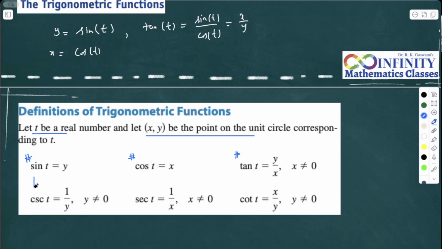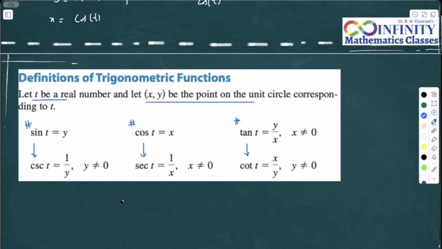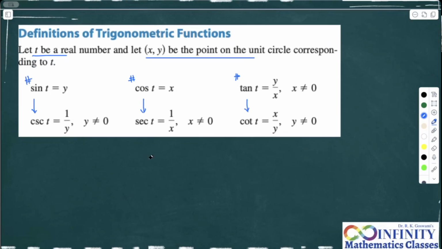Cosec t is going to be the reciprocal of sine t, sec t is going to be the reciprocal of cos t, and cot t is going to be the reciprocal of tan t. Do you agree? Yes, no issues. So now we have got this for any t. Let us try to find out the values for some particular angles.